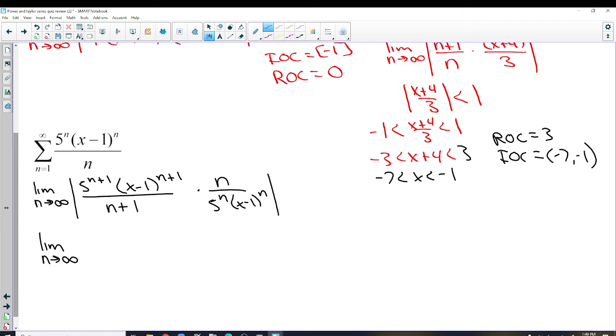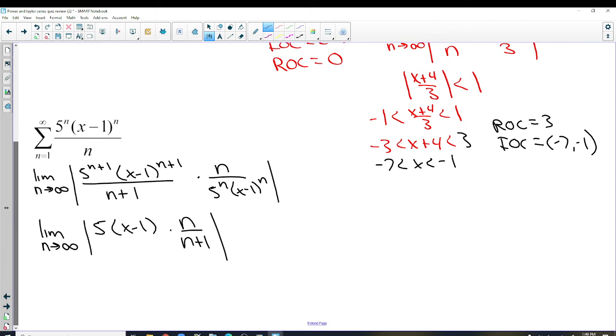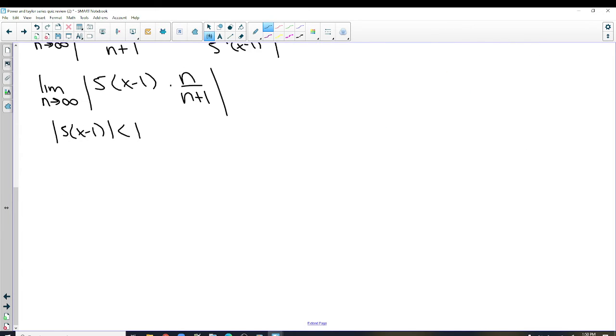Limit as n approaches infinity of, let's go, absolute value of 5, x minus 1, and then times n over n plus 1. So now that constant, instead of being down here in the denominator, stayed up in the numerator. So it's not much different, because now you have absolute value of 5, x minus 1 is less than 1. -1 less than 5 times x minus 1 less than, nope, not, what am I doing? Oh, well, I just lost focus.